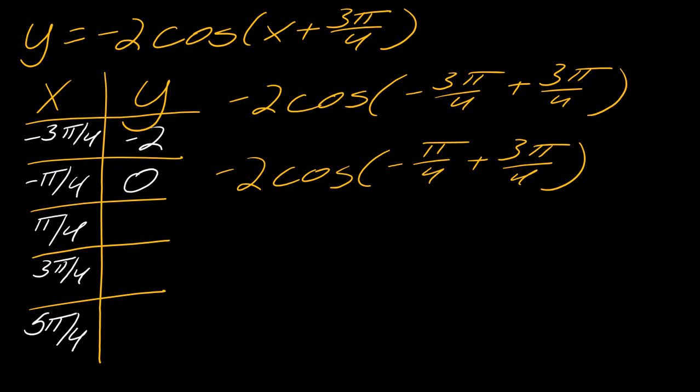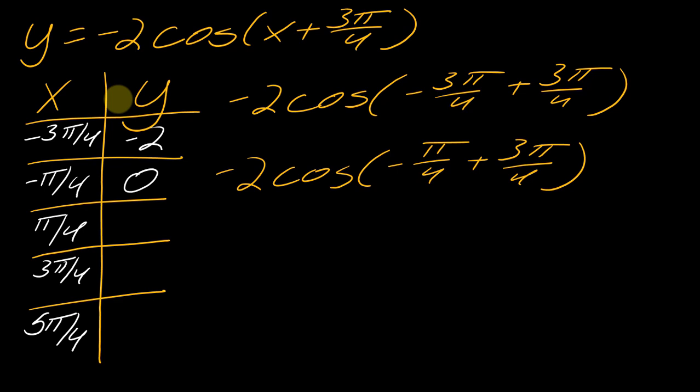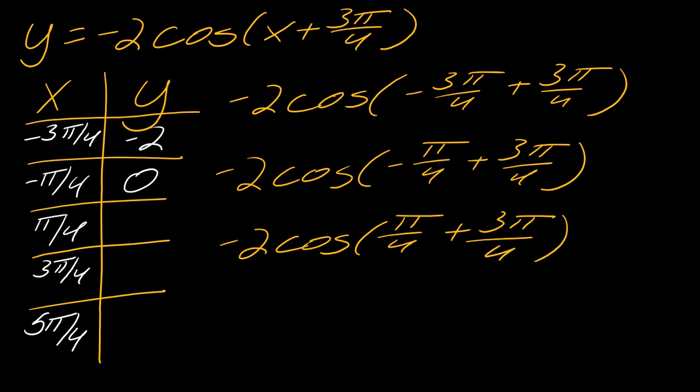And then I can move on to -2 pi over 4 plus 3 pi over 4. Oh, sorry, this is supposed to be cosine: -2 cosine of pi over 4 plus 3 pi over 4. So this gives me cosine of pi, which is -1. So -1 times -2 will give me +2. And then if I just continue on here, I'll get 0 and -2. You can check the math just to be sure of that.